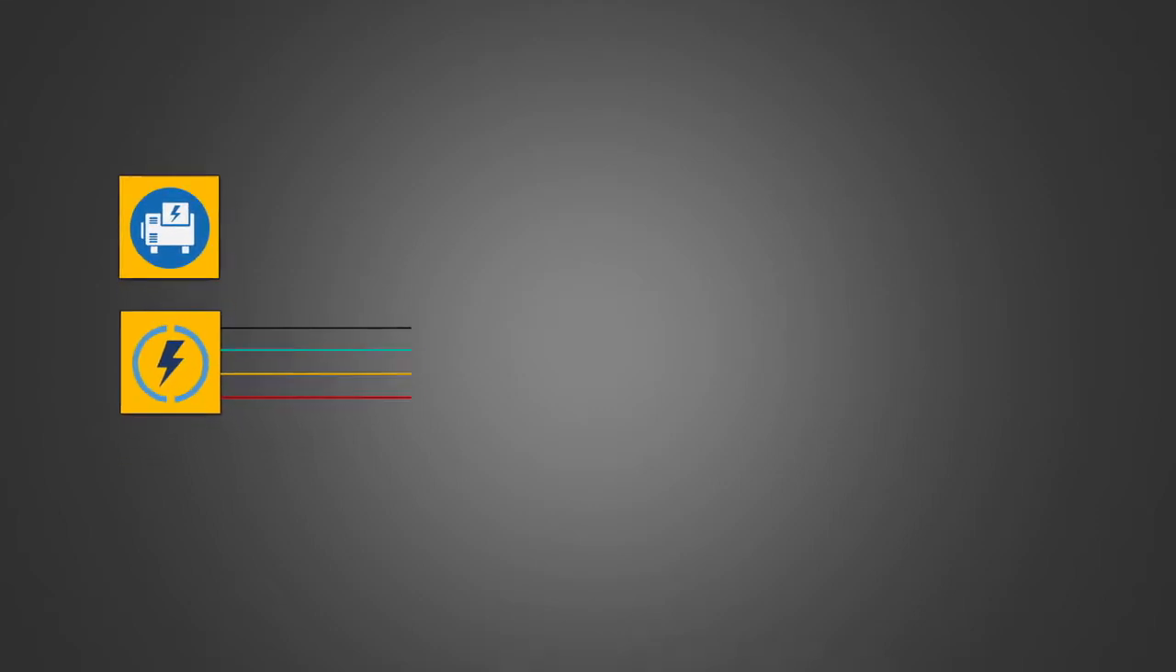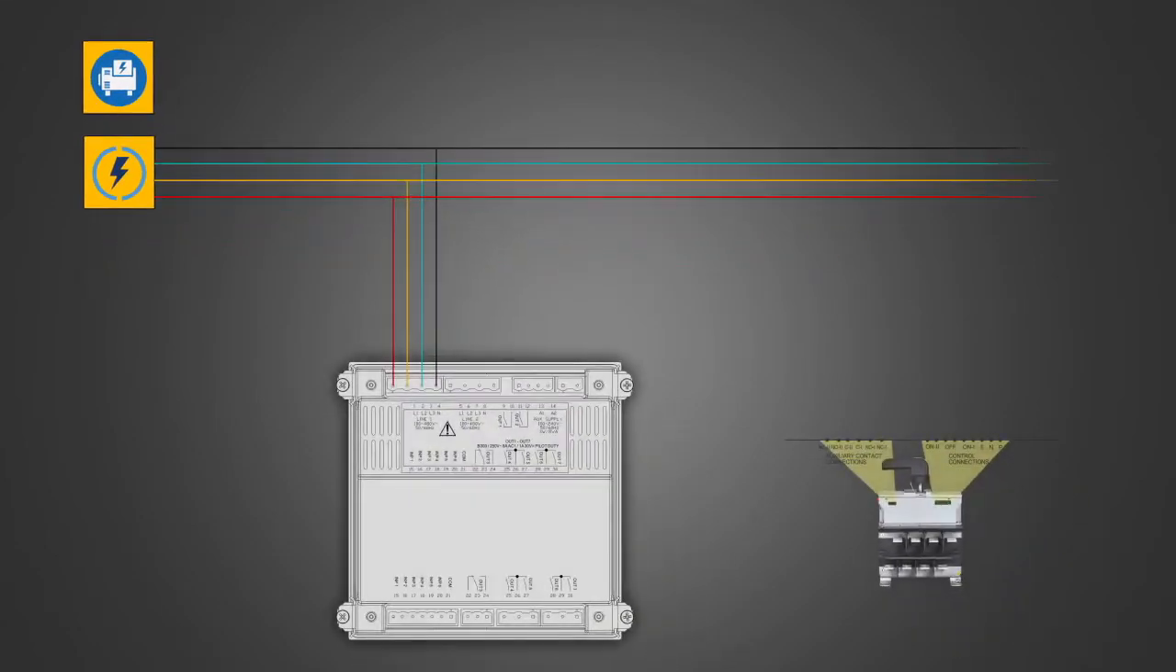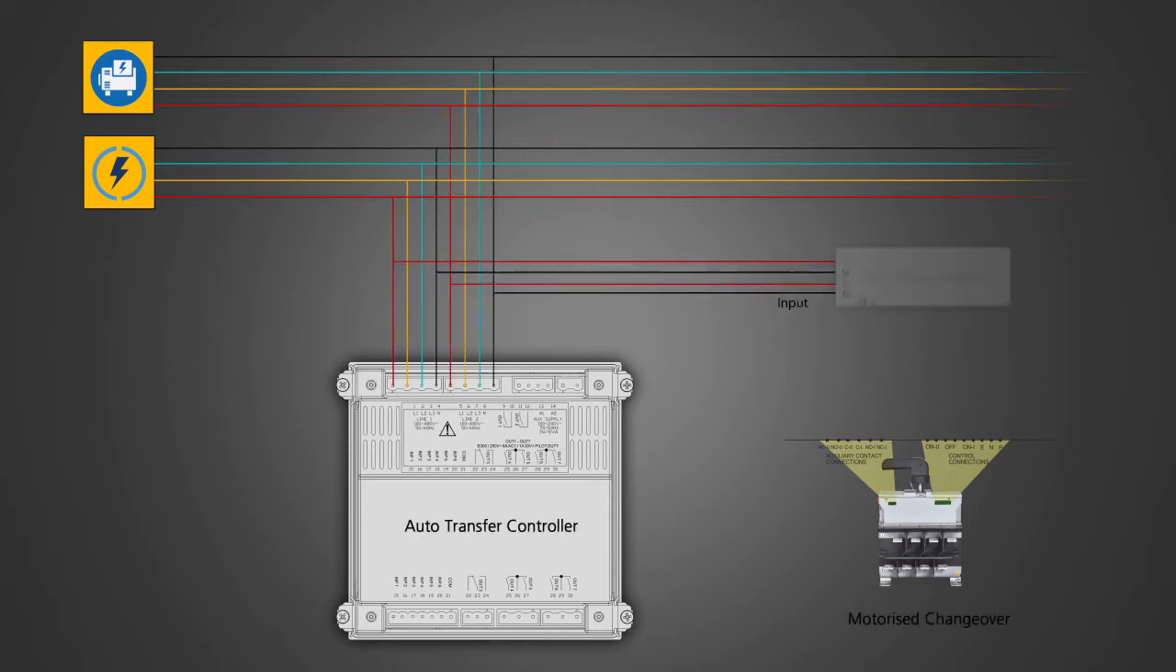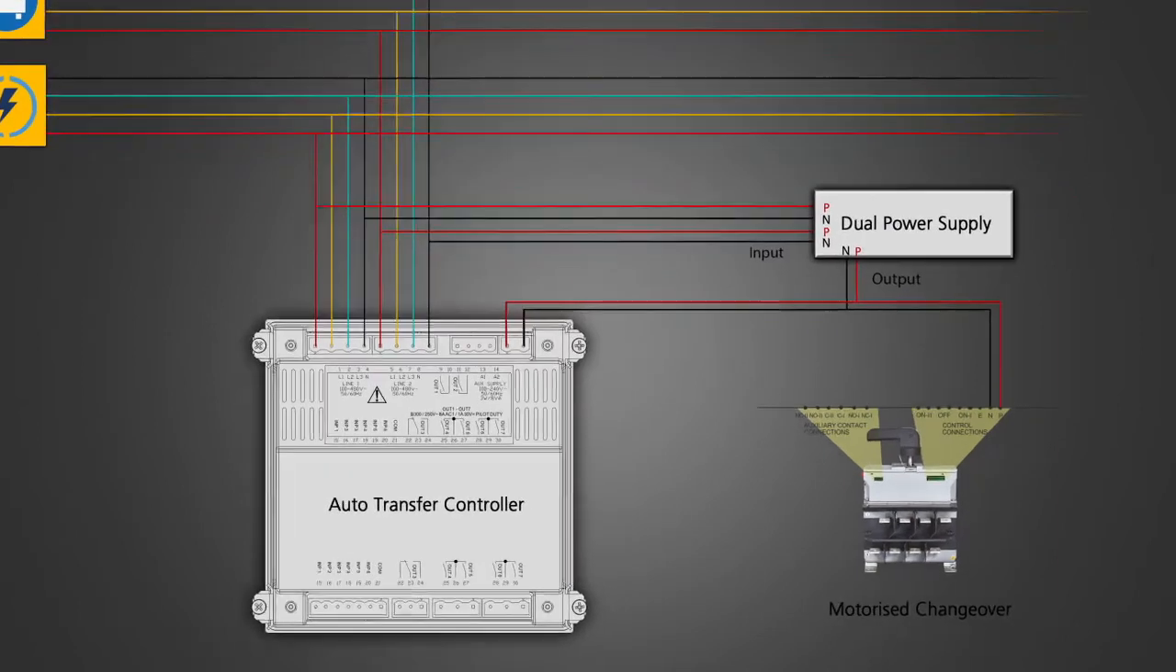These are the two power supply sources. Line 1 is coming from utility and is also the priority line. Line 2 is the backup supply coming from the generator. A dual power supply is used for auxiliary supply connection of the ATC and the MCO.